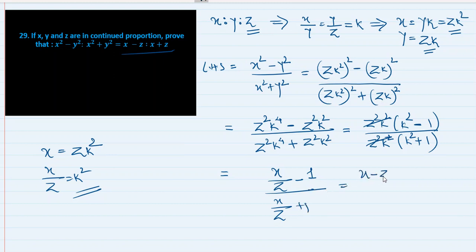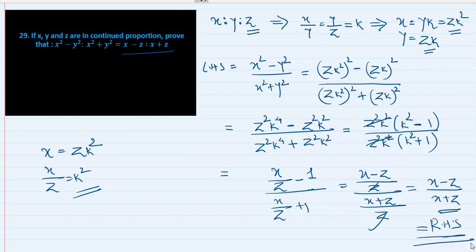That is x minus z by z upon x plus z by z. Z will cancel and I'll get x minus z upon x plus z. Little bit of patience and you get the answer, which is equal to your RHS. Okay, hence proved. Did you understand the concept?